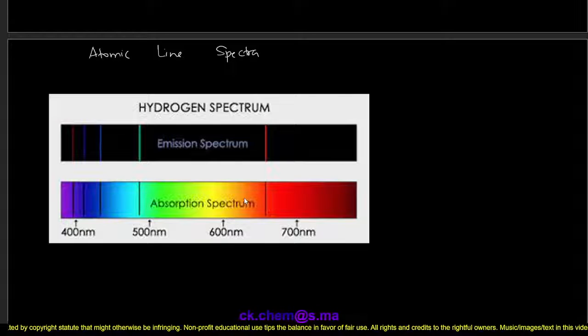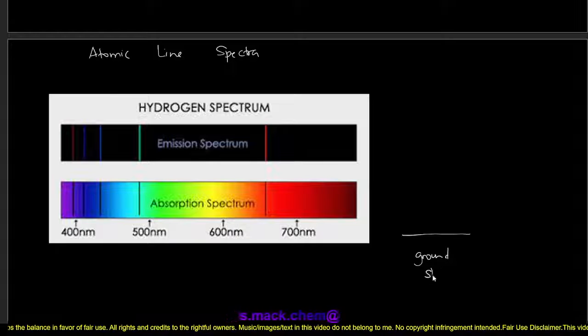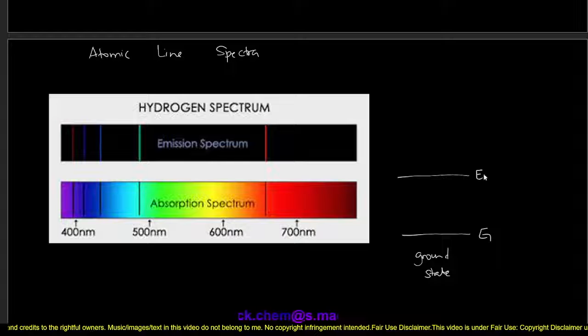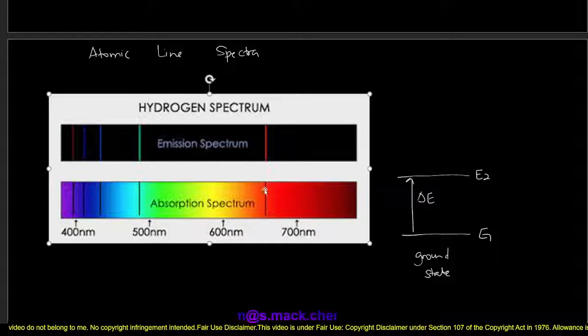So let's say we have an element and we heat it up, or we supply some sort of thermal energy. Let's say we have an electron in a lower energy level, or an electron in its ground state. That's E1. That electron will absorb energy and be promoted to a higher energy level. Let's call this E2. So this is one electron transition, and the wavelength of electromagnetic radiation absorbed will be recorded as a spectral line in the atomic line spectrum.